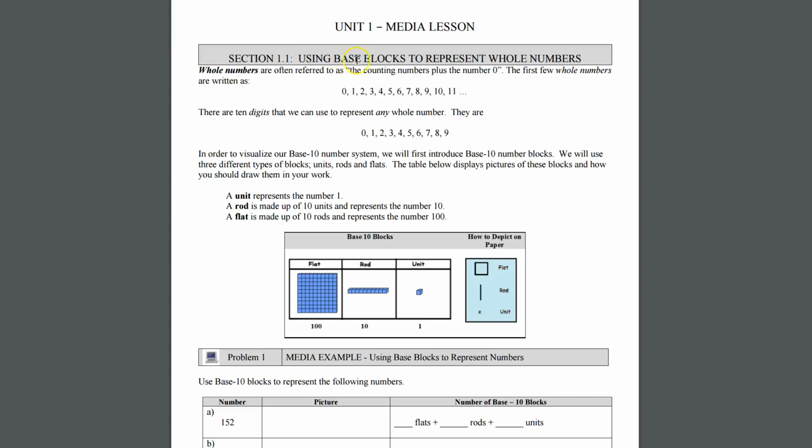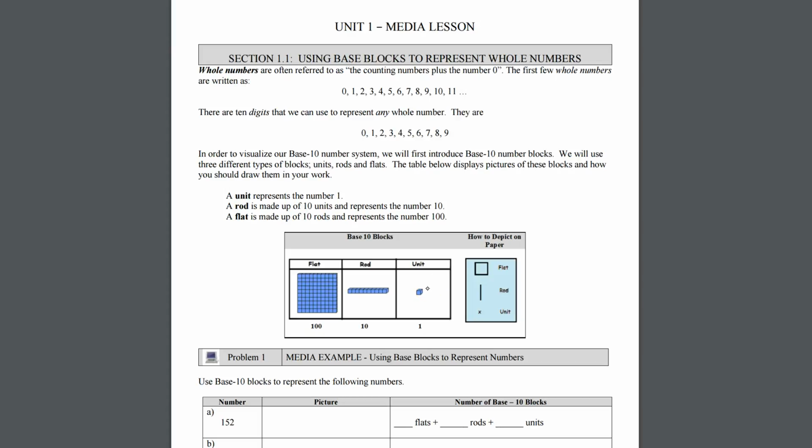So 1.1 is using base blocks to represent whole numbers. This is strongly connected to place value. And here's the idea. A unit represents a number 1. So there's a unit, one little cube. A rod represents 10, and a flat represents 100. Some ideas that we want to get across to them is a rod is 10 copies of a unit. So 1 ten unit is equal to 10 one units.